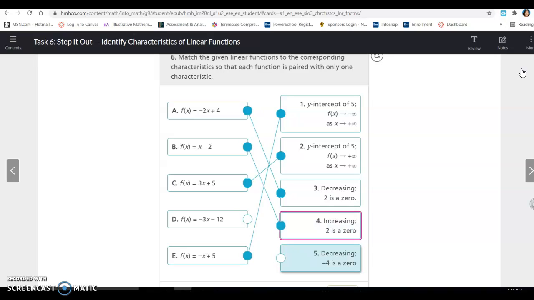All right, this one says it has a negative 4 as a 0. Negative 3 times negative 4 is 12. 12 minus 12 is 0. 0 is what we're looking for. That is the 0. And it's decreasing. Negative 3 means it's got a negative slope, which means it is decreasing.